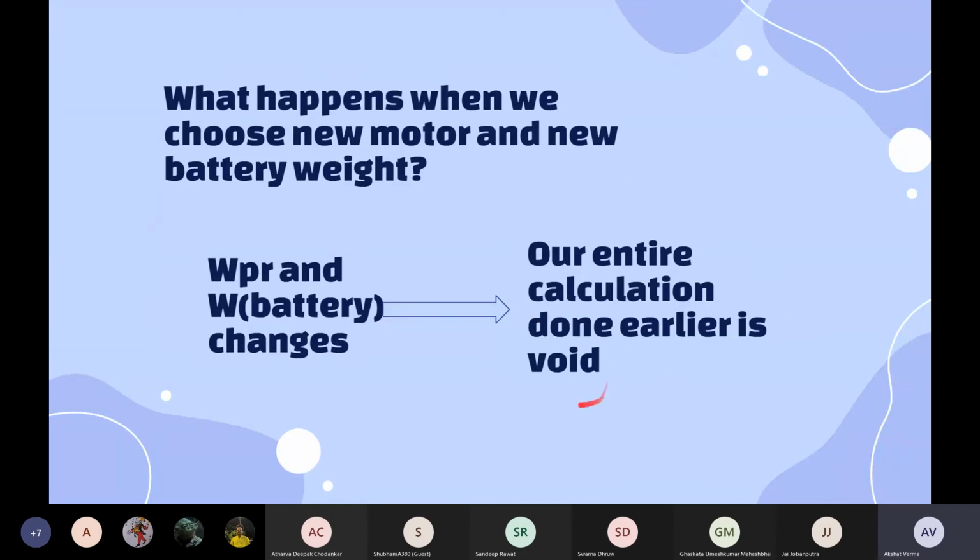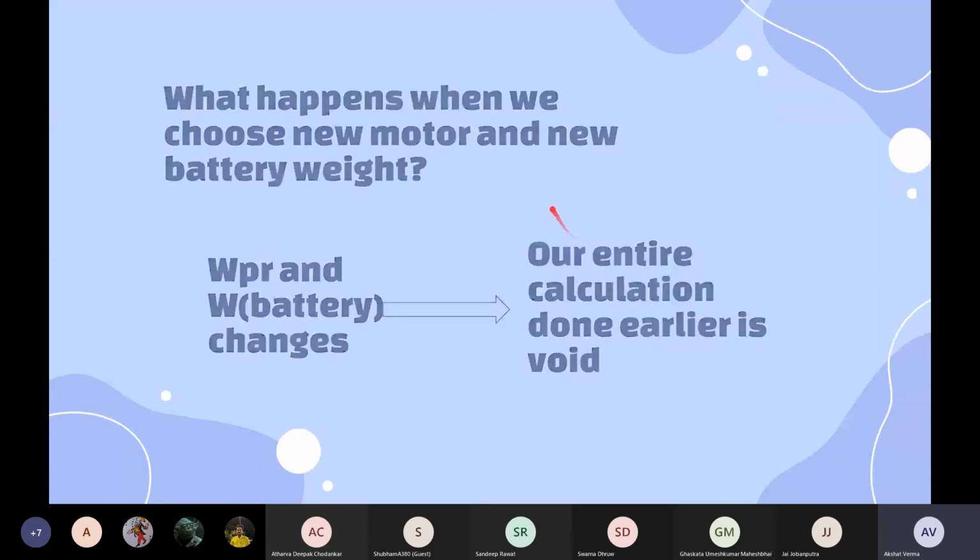So all the thrust requirement, all the energy requirement which we just thought would be the case, and the weight of those values, they will not be the same now. So what do we do now?